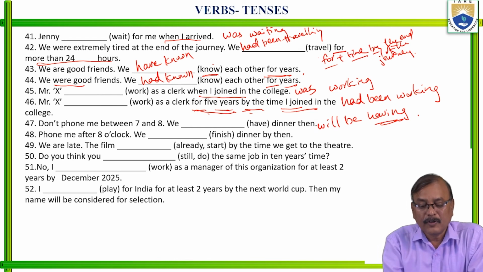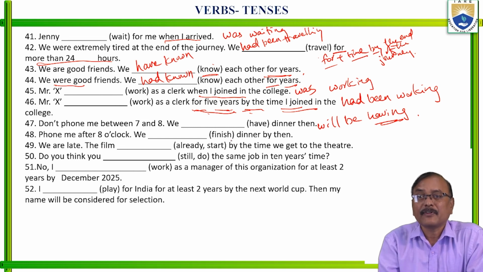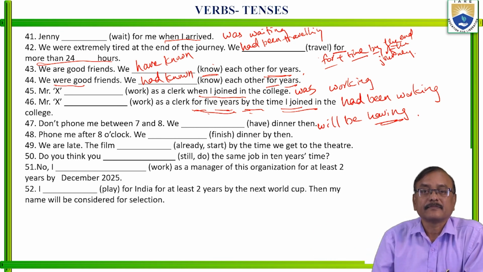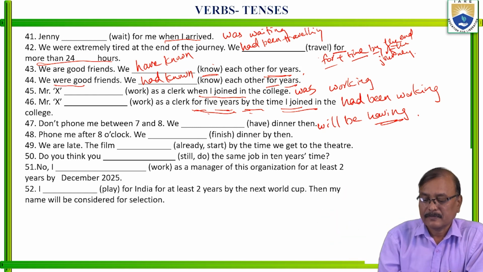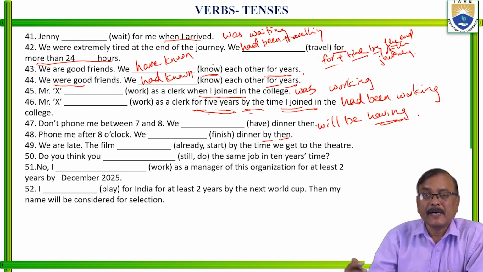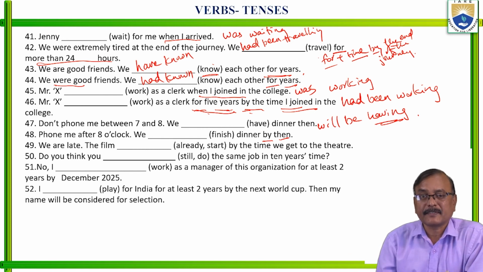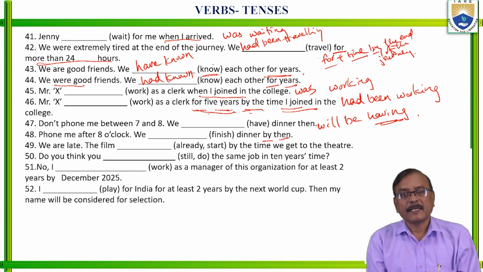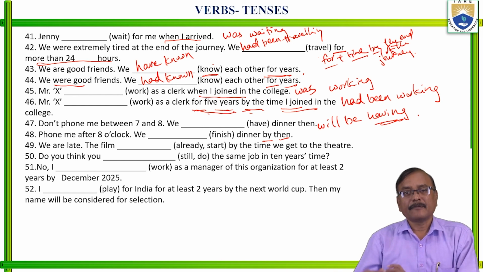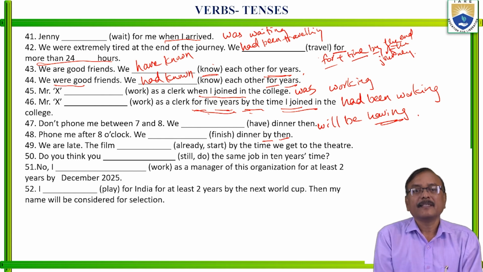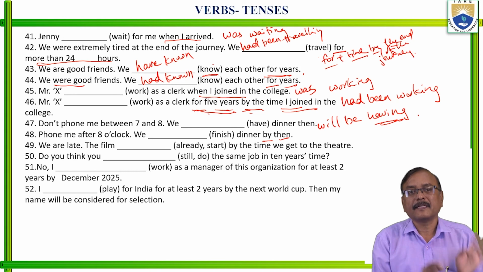Next. Phone me after 8 o'clock. We dash finish dinner by then, meaning before that time. By then, by plus future. If it is by future, future perfect. If it is by past or before past, past perfect. Remember simply: before past or by past, past perfect. Before future or by future, future perfect. Just before present, meaning recently completed, present perfect. Simple.